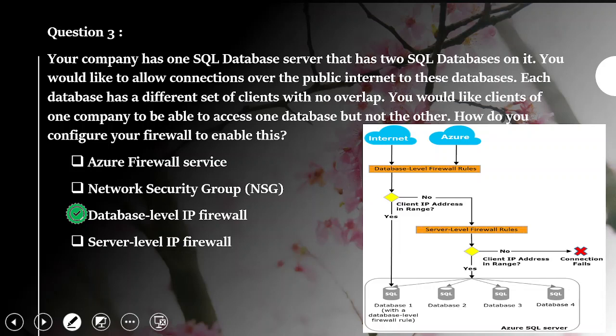So this is one simple example in this image. Here you can easily understand what server level and database level firewalls are in Azure.